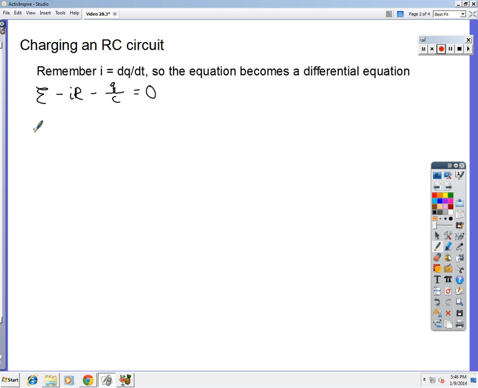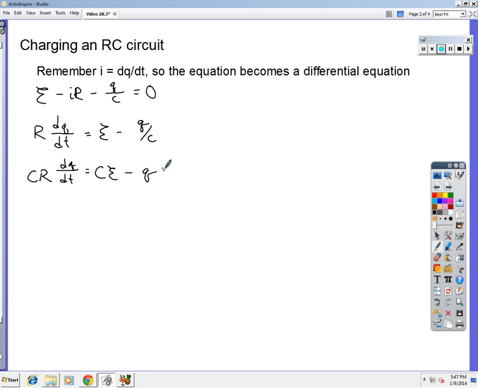And we'll rearrange this a little bit so that after a little bit of algebra, we get R times dQ/dt equals the EMF minus Q over C. And actually, it will be easier if we also multiply the entire equation by C, so that we get C times R times dQ/dt equals C times the EMF minus Q. And this is what we call a separable equation.